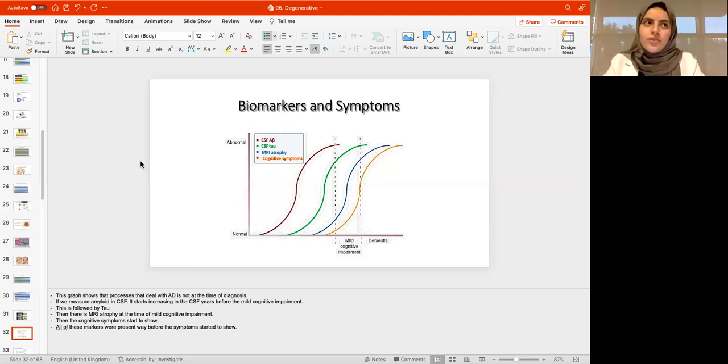But in the end, there's no treatment that you can do. It's mainly all symptomatic treatment, okay? There's no cure, basically.